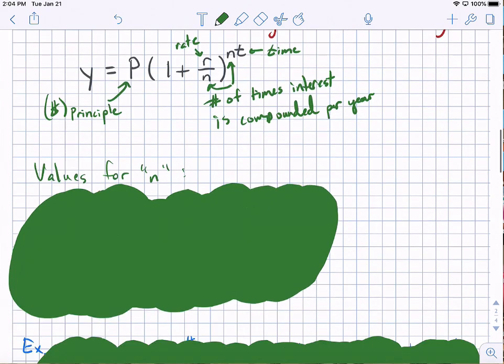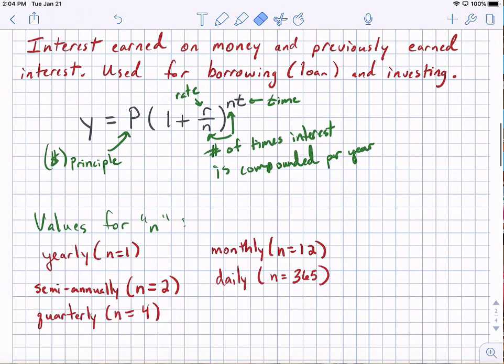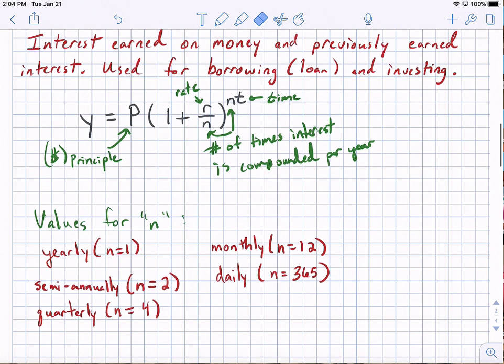And here's what this means, and I have kind of a list here of things that you might see in these problems. Okay, so it's how many times it's compounded per year. So if it says it's compounded yearly, then N would equal 1. Semi-annually means twice. N would be 2. Quarterly would be 4 quarters. Okay, quarterly would be 4 times a year. Monthly would be 12 because there's 12 months in a year. And daily would be 365 because there's 365 days in a year, most of the time.